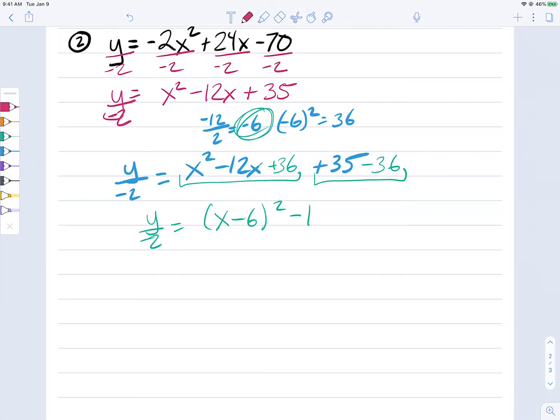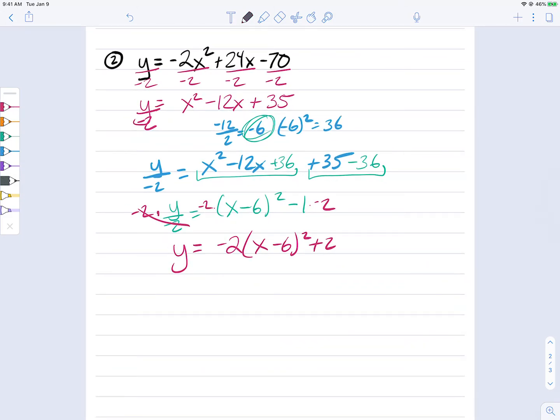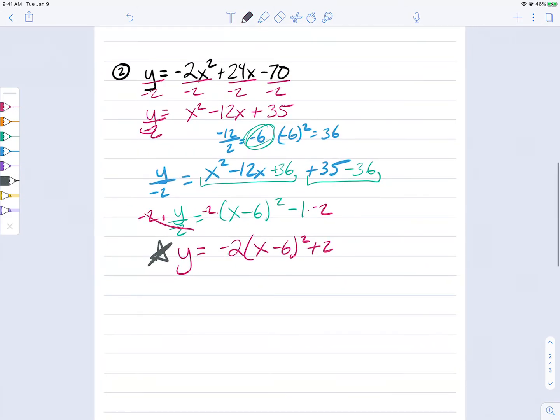To finish getting this into vertex form, I need to get my y by itself. So I'm going to multiply everything by negative 2. Those cancel, and we have y equals negative 2, parentheses, x minus 6 squared plus 2. So there's my vertex form. This is the very first answer I need. And I can then say what my vertex is. My vertex is 6, 2. So the opposite of the number with x, comma, the number being added or subtracted at the end.